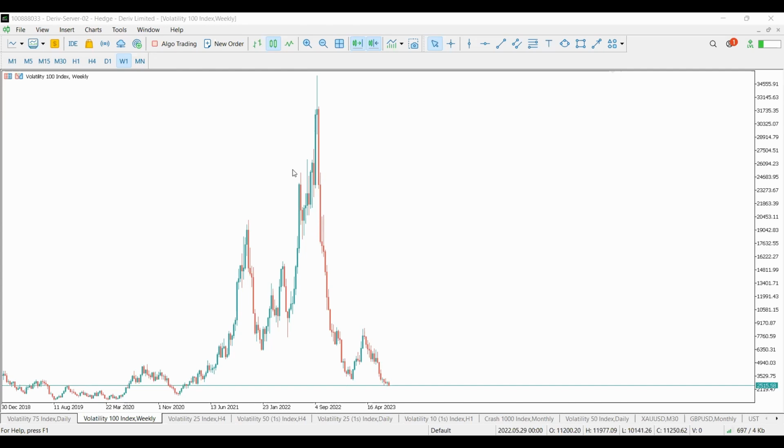So as usual, we start from the monthly time frame. But before I start from the monthly time frame, we last talked about V100 here, and we said we expected it to push down, which is exactly what the market is doing currently. So let's just give ourselves a reminder a little bit.